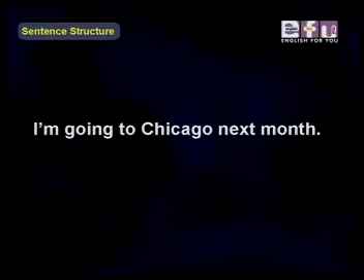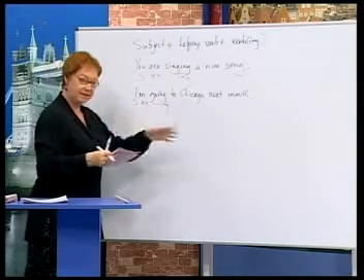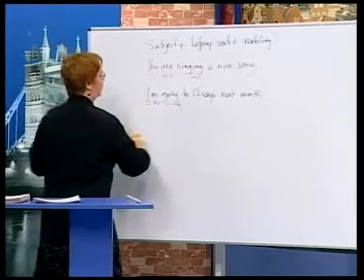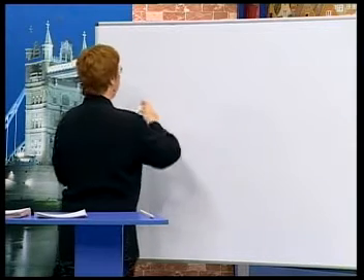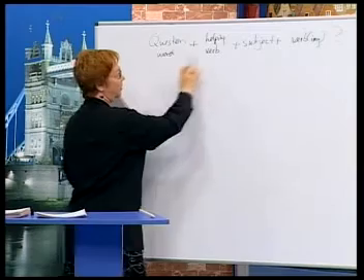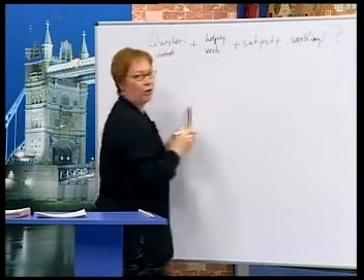Another example, I'm going to Chicago next month. Subject, helping verb, and the ing verb. Okay? Now, these are statements. Let's look at questions. This changes a little bit. Okay, let's take these away. With the continuous, we have the question word plus the helping verb plus the subject plus the ing verb. So the question word, the helping verb, the subject, and the ing verb.